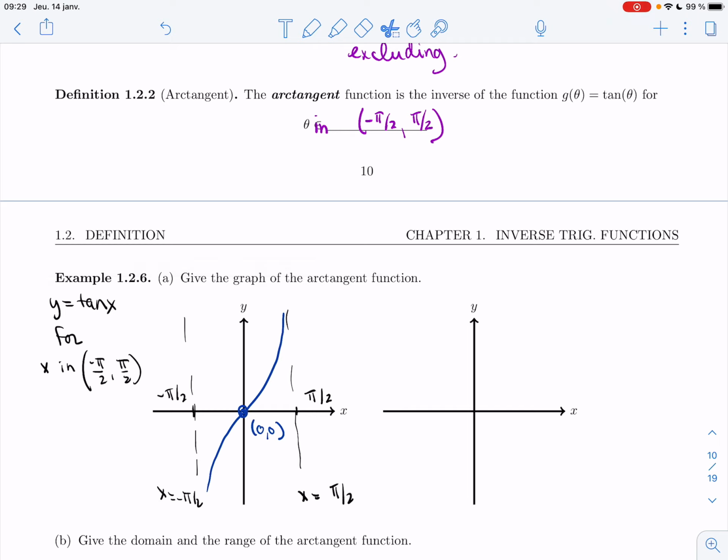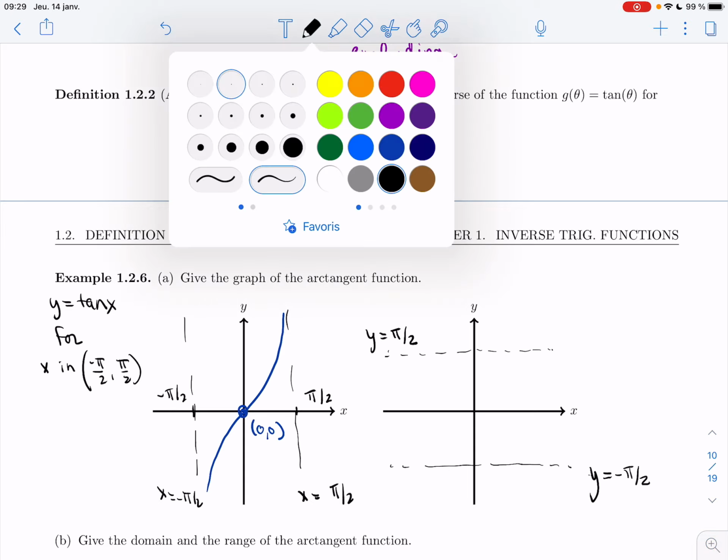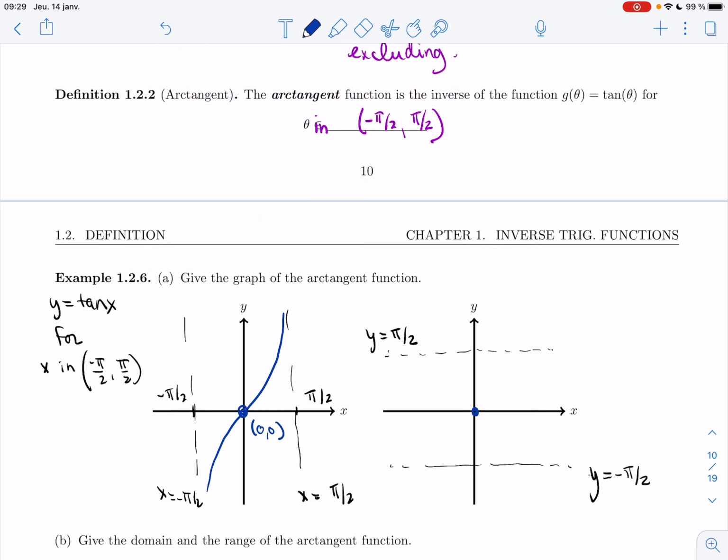All right, when I flip x and y, then instead of having vertical asymptotes, I'm going to get horizontal ones. So here y will be minus pi on 2, and then here y is pi on 2. These will be my horizontal asymptotes. 0, 0 will stay 0, 0, so that point is still on my graph. And then I'm going to skim one, go through 0, 0, and then skim the other asymptote. So this is the graph of the arctan.